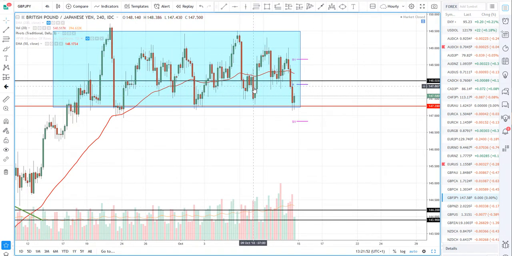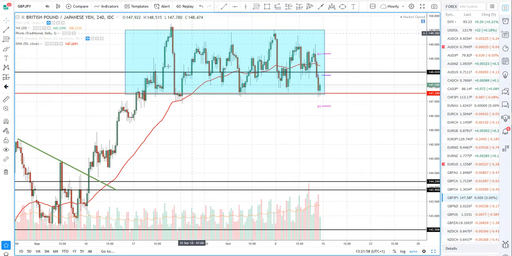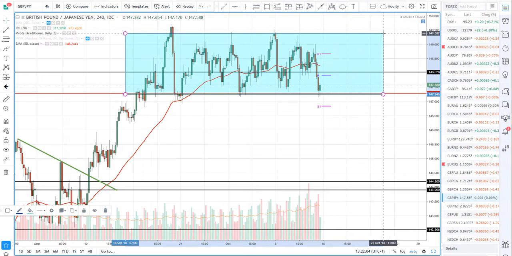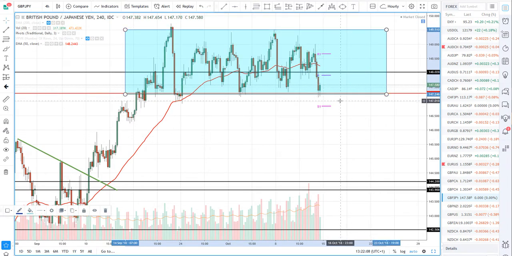We had this rejection here as well, and this rejection here as well. So for me personally, the 4-hour 50 MA doesn't mean anything now. We're in a box, we're in a pattern here. So forget the 4-hour 50 MA. Just quite literally look for a breakout of this box. Just going to extend it. We did it like that last week. So there you go, extended it here. Any break and retest of the box will give you the direction of where Pound Yen will head next.